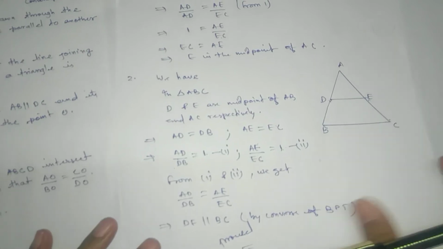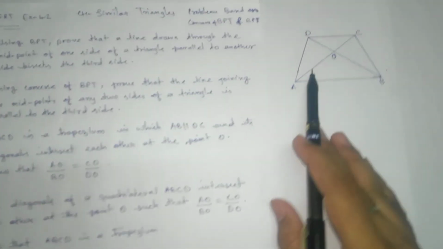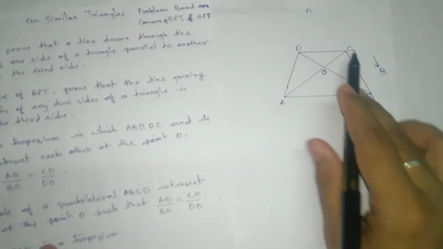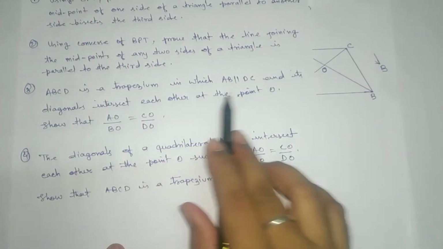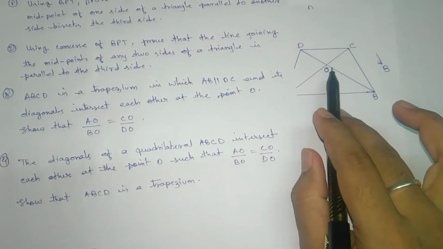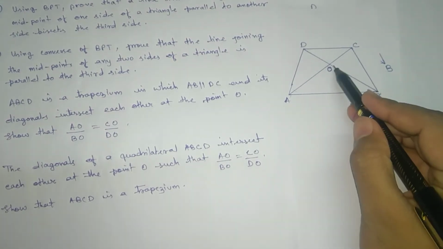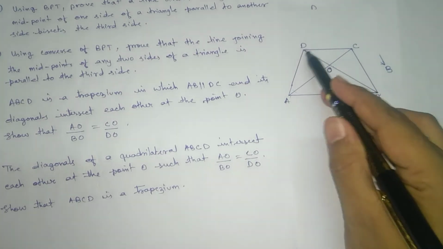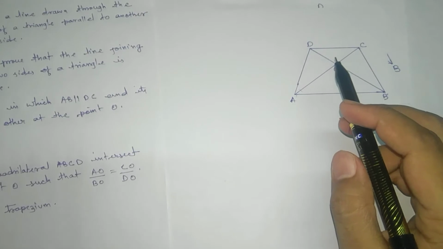Now we enter into the third problem. Here we have ABCD is a trapezium in which AB parallel to DC, and diagonals intersect each other at O. We need to show that AO by BO equals CO by DO. That is our target.